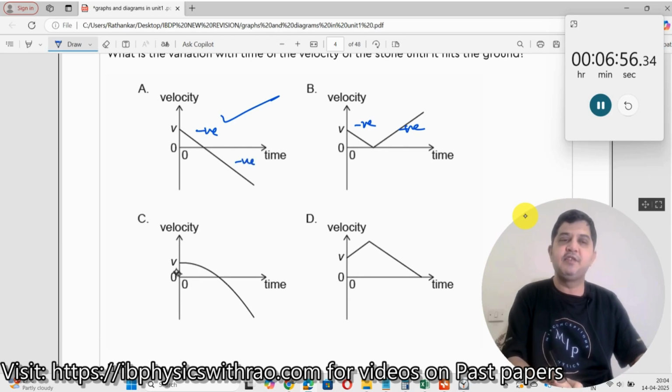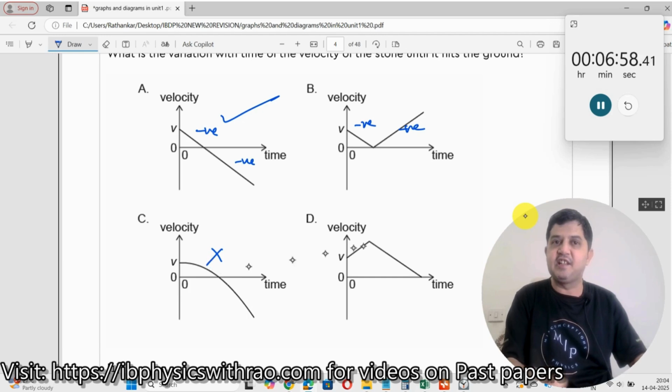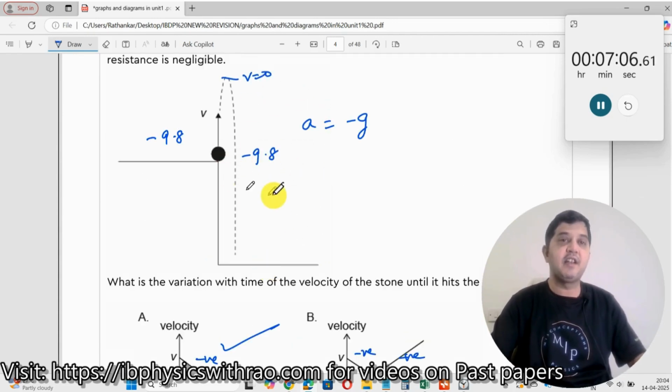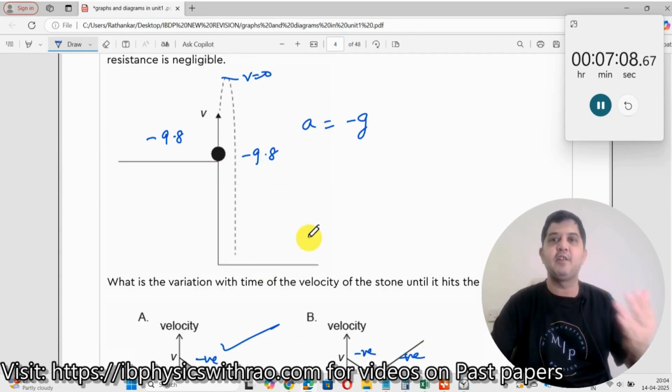So here you see it's a curve. Therefore I cannot consider this. And here you see there's a positive slope and there's a negative slope. So therefore this is also incorrect, right? So A is the right answer. So how did we look at it? We just understood what's happening over here and then tried to put it across.